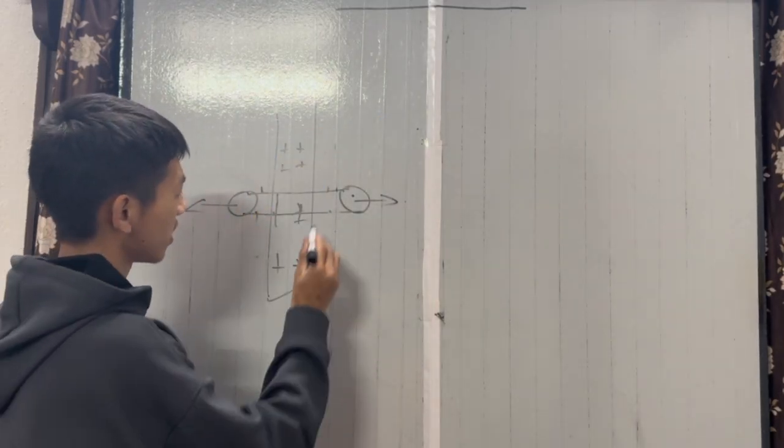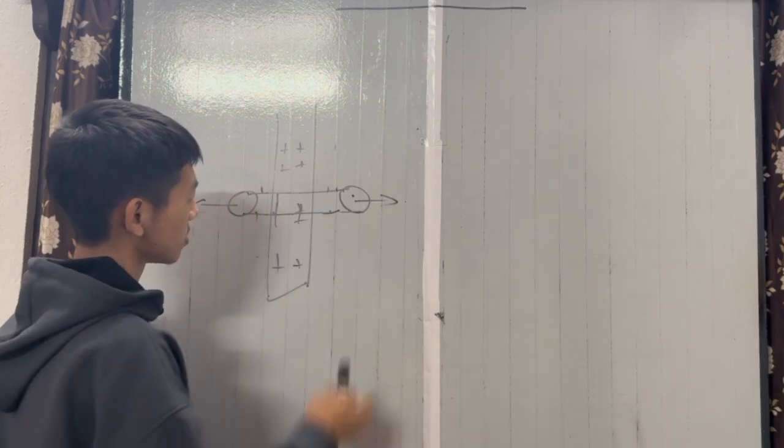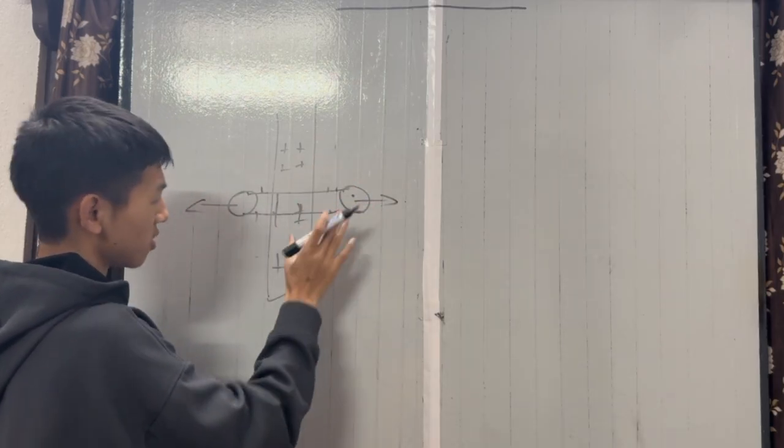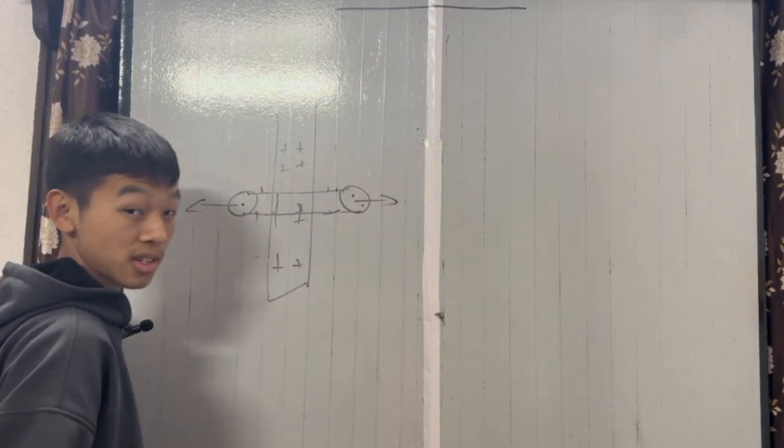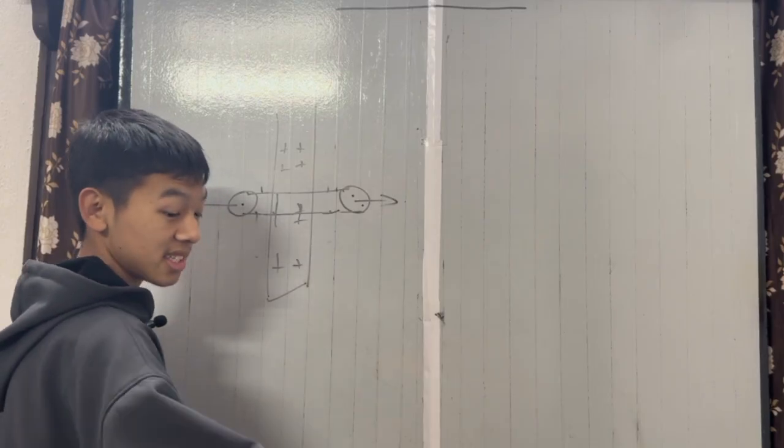The flux through this, all of this can be ignored except these 2 points. That's why we're taking a cylinder.